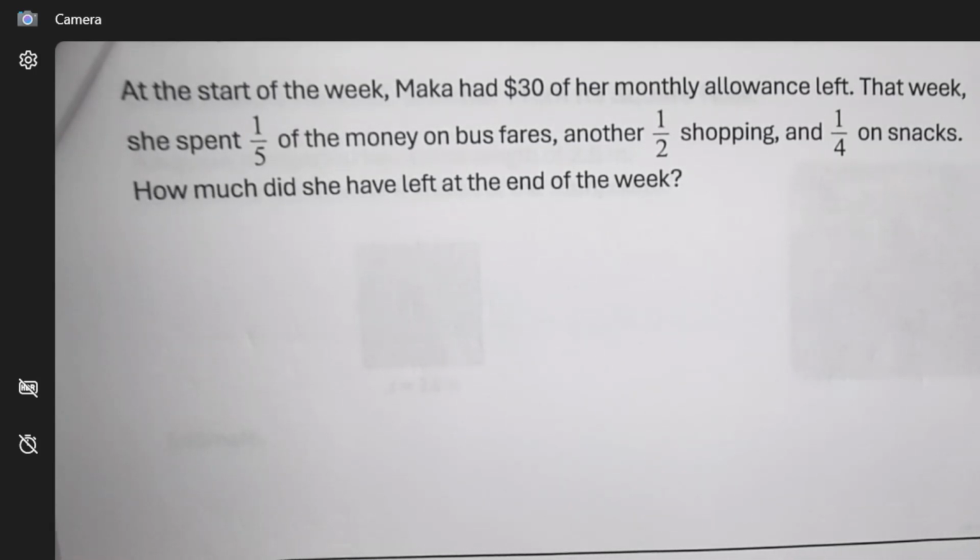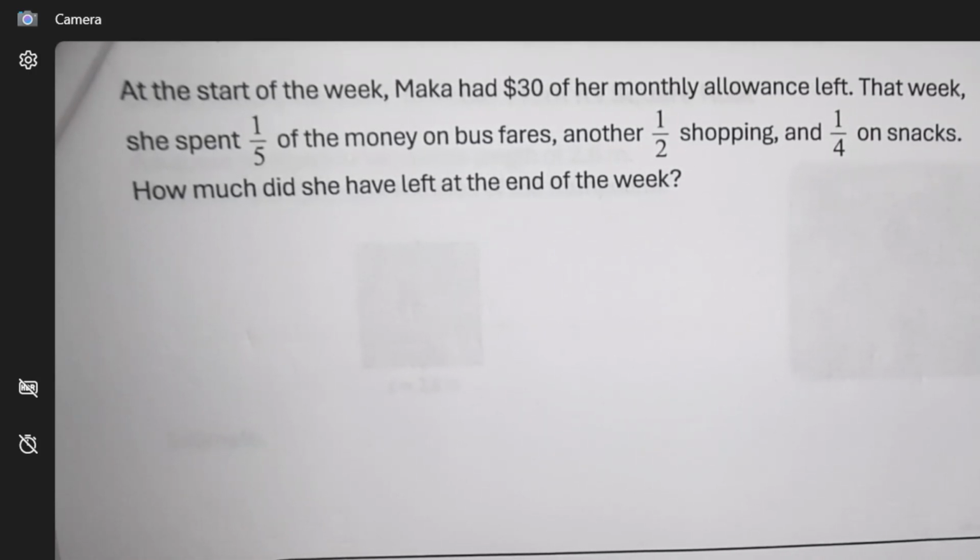At the start of the week, Maka had $30 of her monthly allowance left. That week, she spent a fifth of the money on bus fares, half of the money on shopping, and a quarter of the money on snacks. So how much did she have left at the end of the week?